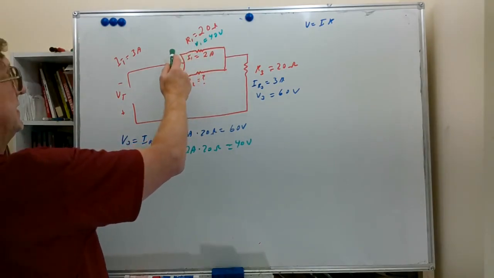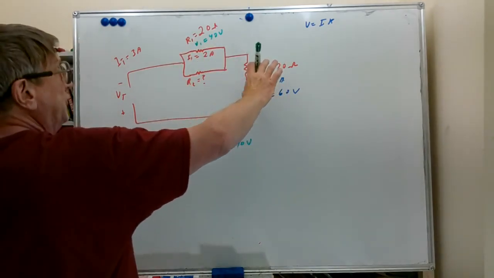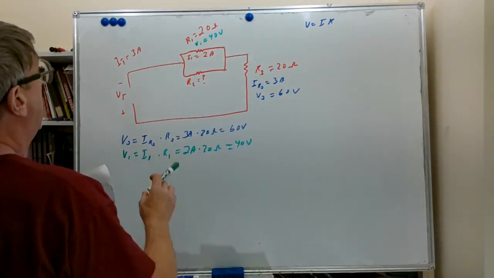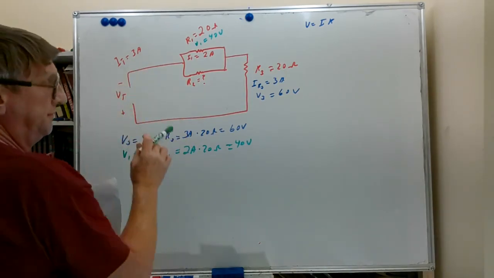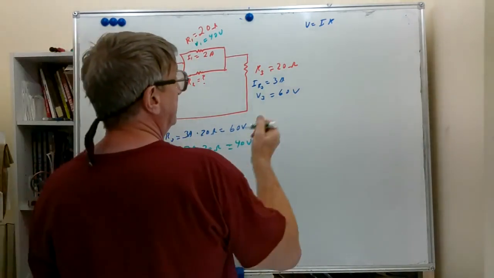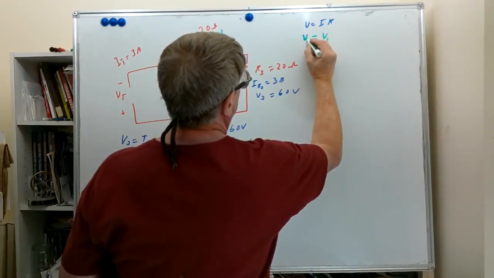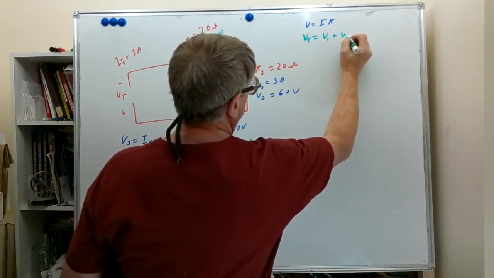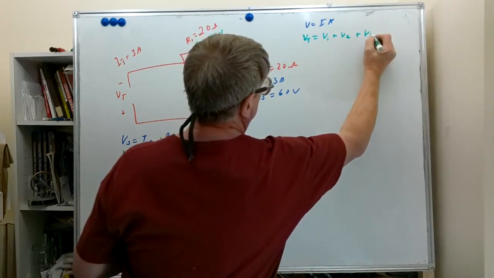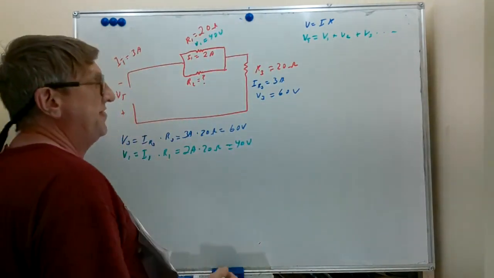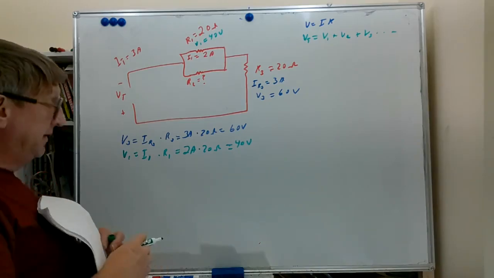So we calculated this voltage, we calculated this voltage. How will we find this total voltage? Well, remember the formula. VT equals V1 plus V2 plus V3 and on out. And that is the way the voltages sum up in a series circuit.